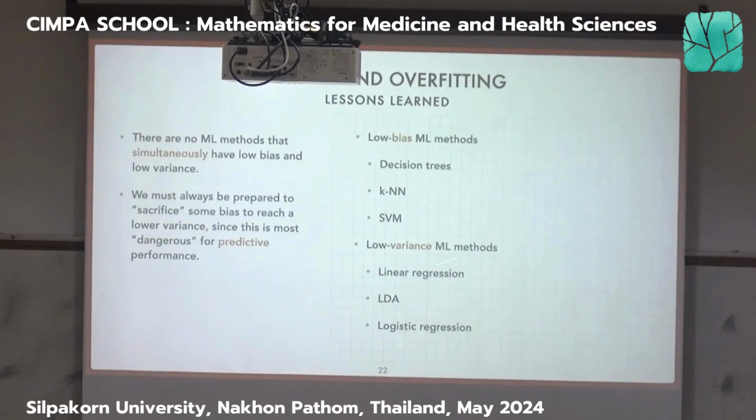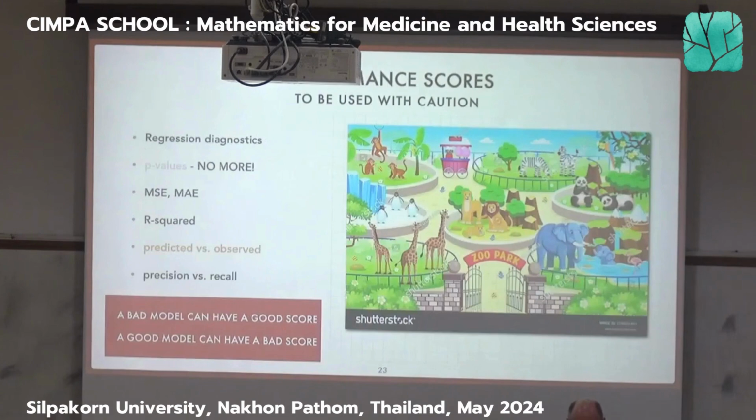And there are also what are known as low variance methods. Linear regression is known to be a low variance method. Also linear discriminant analysis and logistic regression. These are different methods, and we don't have time to go over them. It's very useful to have some kind of classification, to have some initial indication of how to choose a method to solve a problem. And now we come to performance scores.